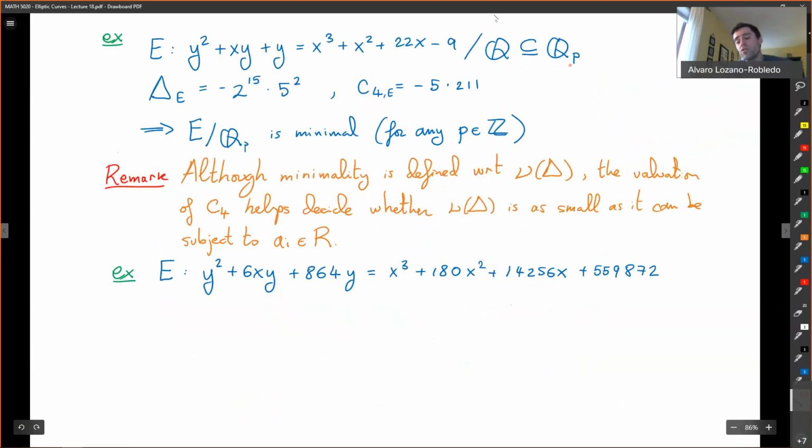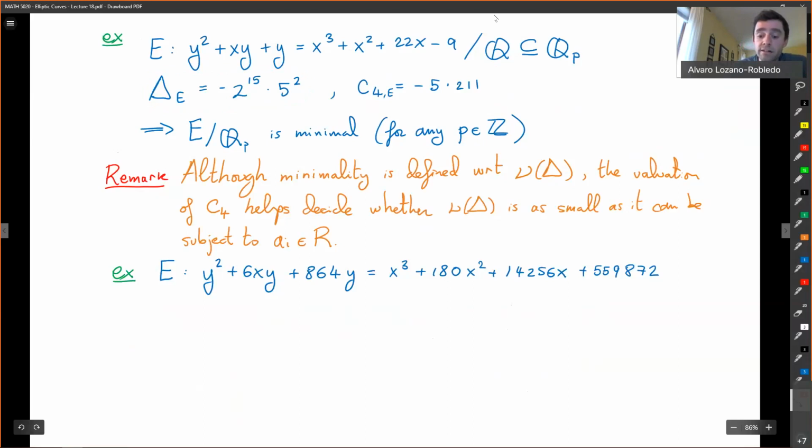Since Q_p is a completion of the rationals, you can embed them in Q_p, and then think about each of the completions and see whether it's minimal at p for each one of the completions separately. So this elliptic curve in particular has that the discriminant is a power of 2 times a power of 5.